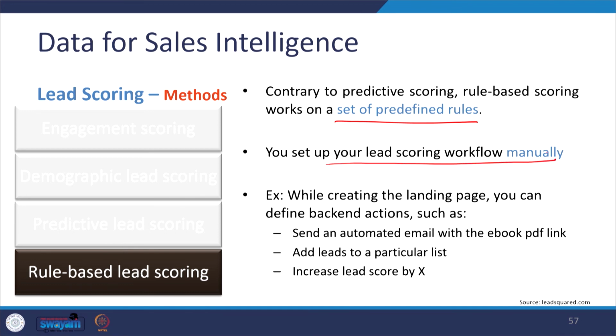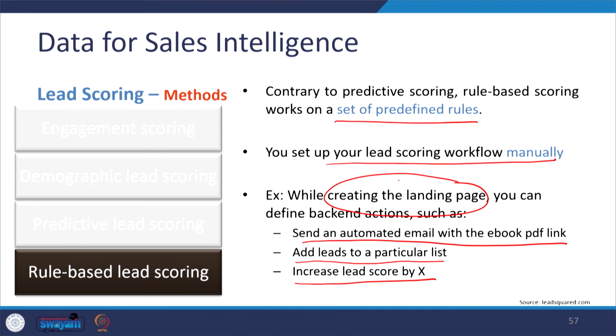For example, while creating the landing page, you can define backend actions such as sending an automated email with the e-book PDF link. That's the first. Once a particular customer lands on your page, you can add that lead to a particular list and ask the software to increase the lead score by X. If someone is doing this particular activity, that is landing on your web page, then you can have these one, two, three activities manually set in your software, and accordingly the scoring will be done. So you will assign a particular score whenever a customer completes a particular activity.